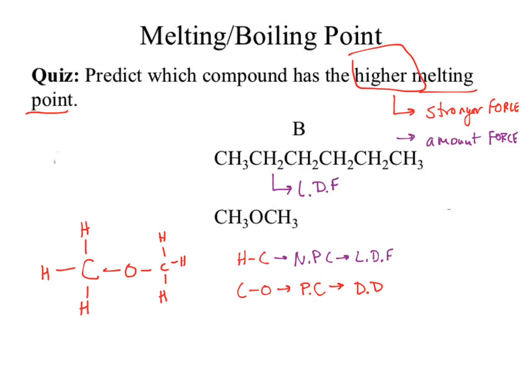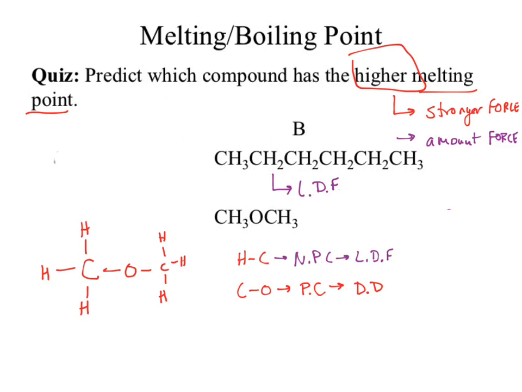Okay, so let's go back to what Christian suggested. He jumped out and said the bottom one has the higher melting point because of hydrogen bonding. Hydrogen bonding is a strong force, so that might suggest he was right. Do we have hydrogen bonding? No. What was the force that the bottom one has? Dipole-dipole. Is dipole-dipole stronger than London dispersion? Yes, which means Christian could very well have been correct.